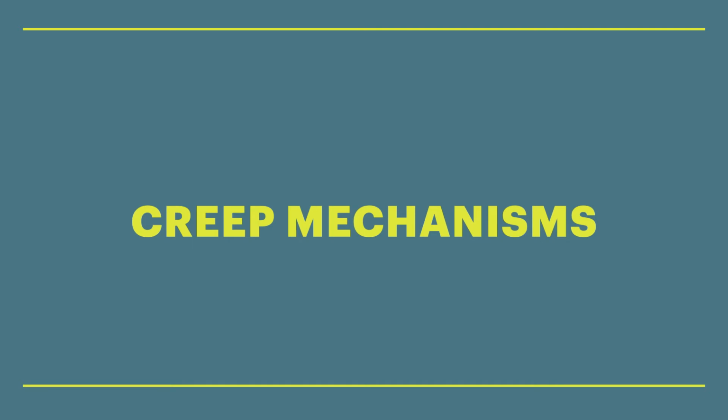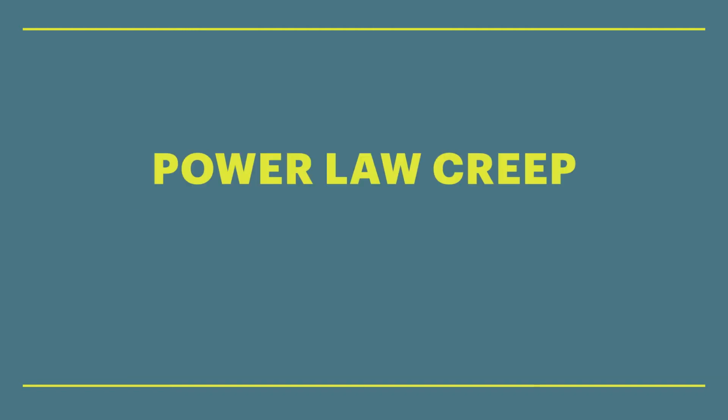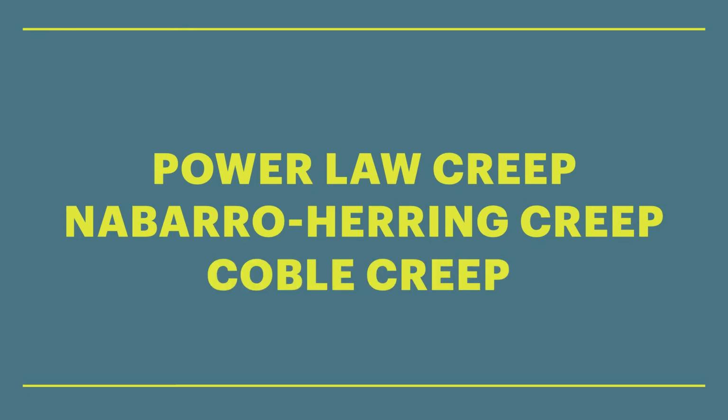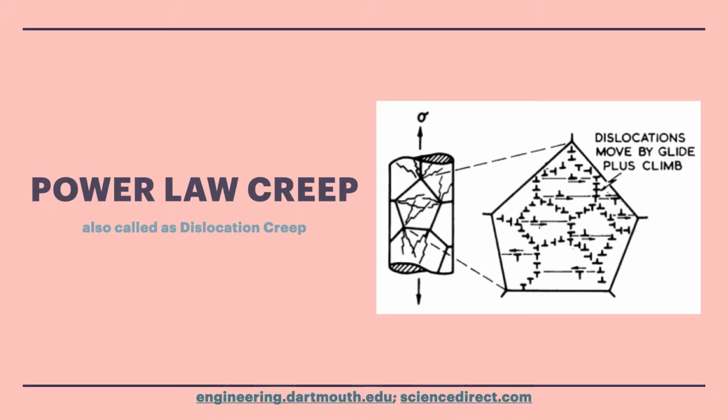Creep results in changes in the material's microstructures, and it is categorized into diffusion and dislocation, which will be explained in this presentation. These can be further observed through power law creep, Nabarro-Herring creep, and Coble creep. The power law creep, also called dislocation creep, is a creep mechanism that causes deformation to happen due to a high stress at a high temperature.